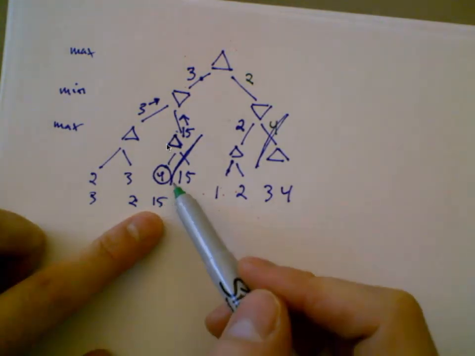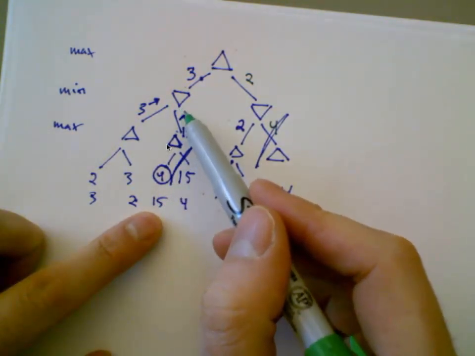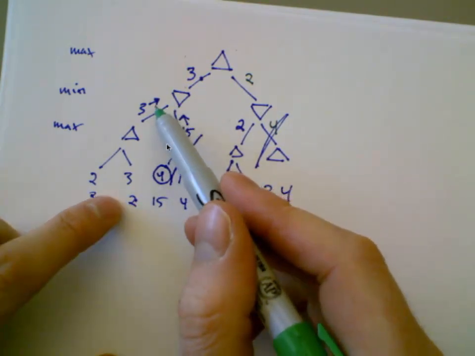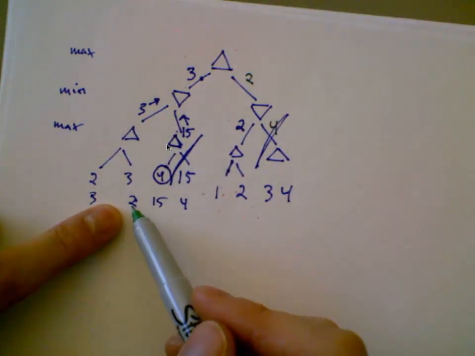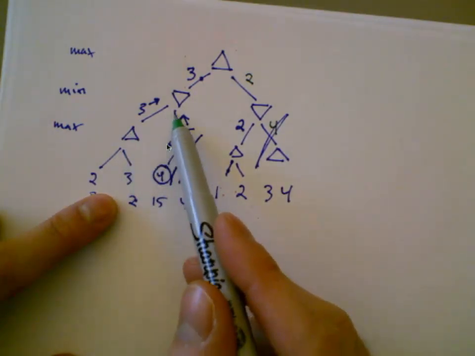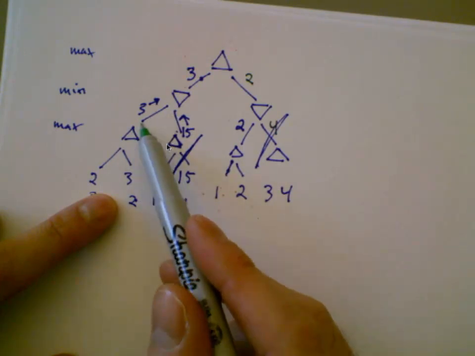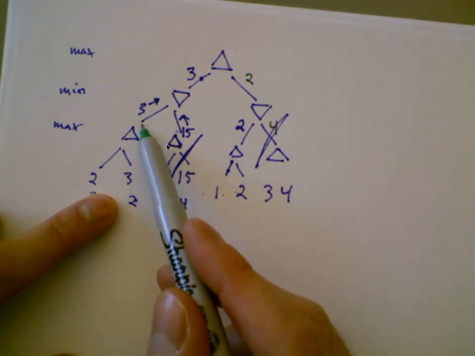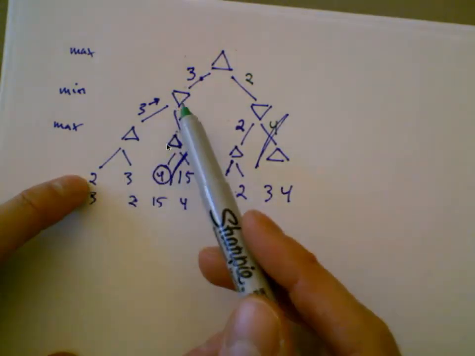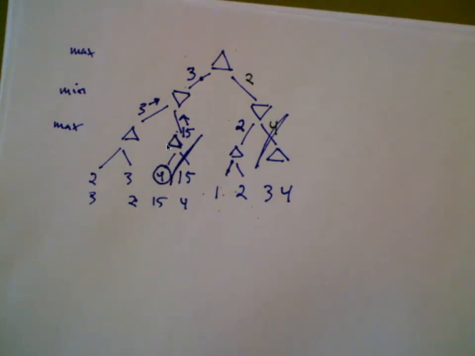So then I look at the 15, and now I know that this is 15, and I still can't do any pruning. So I come over here, and I get the 2. So now I know this is going to be at least 2, and min has a 15 available, so the 2 might still work. And I can't prune this whole thing here, so I have to evaluate the whole tree. So minimax is sensitive to node ordering.